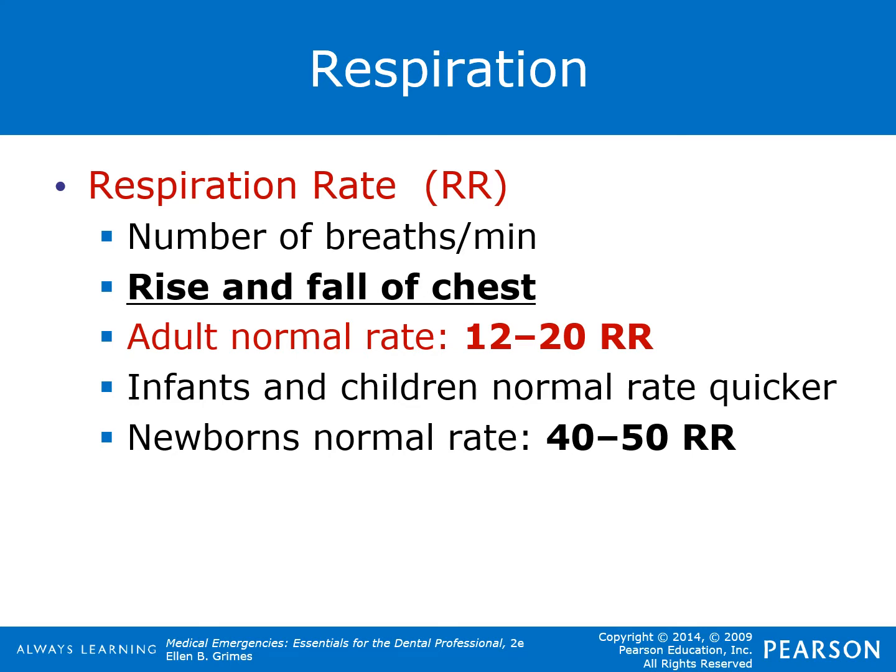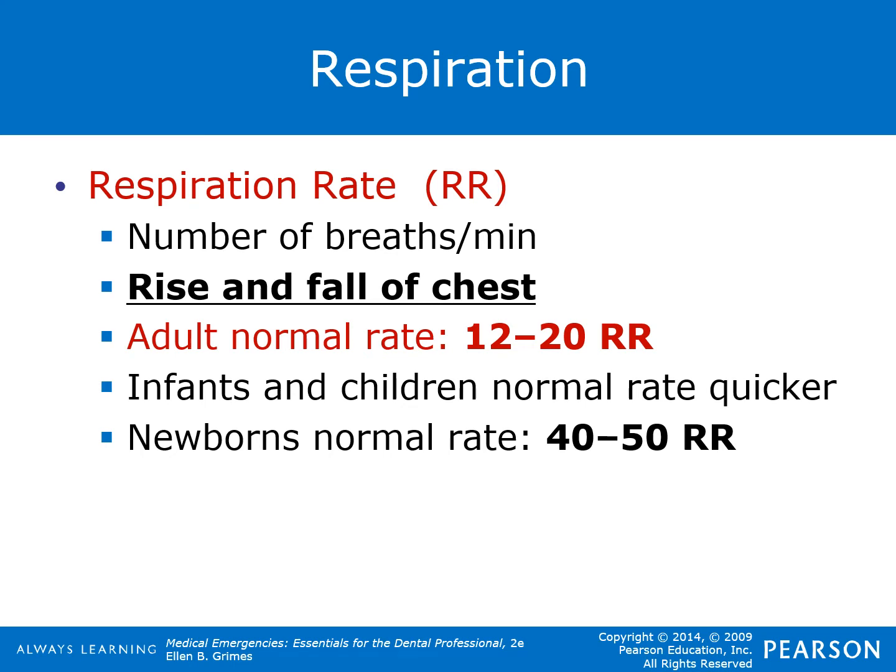RR is respiration rate. It's the number of breaths you take in a minute, and a breath is considered breathing in and breathing out as one breath. So it's the rise and fall of the chest. An adult normal rate is 12 to 20 breaths per minute. In infants and children, the rate is much quicker, and I think that might be a quiz question also.